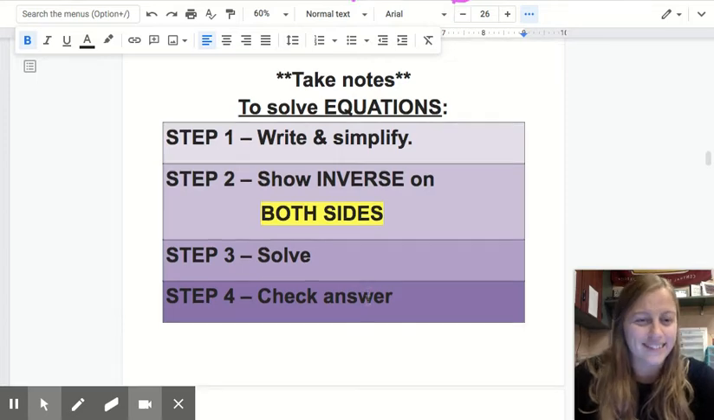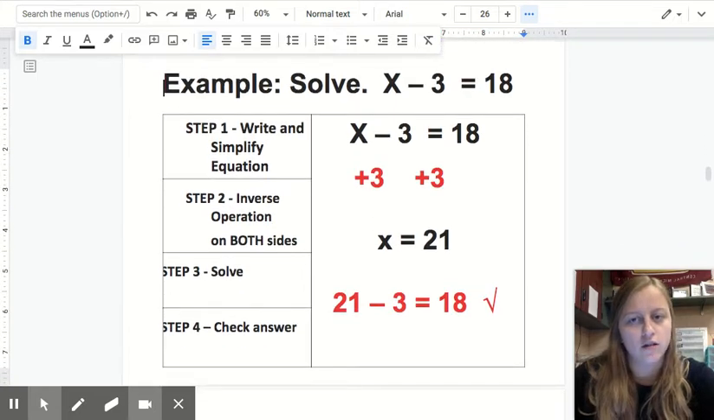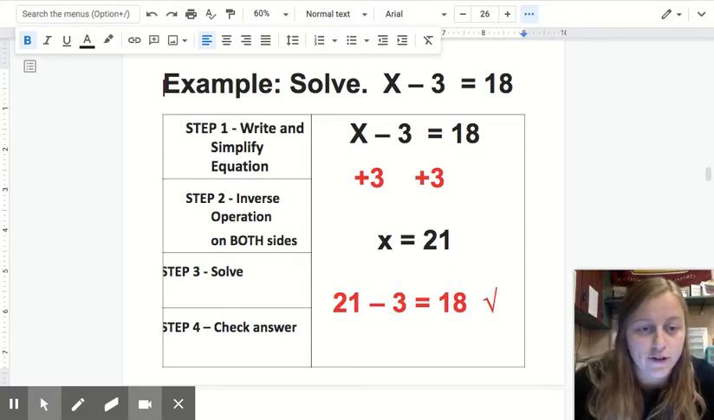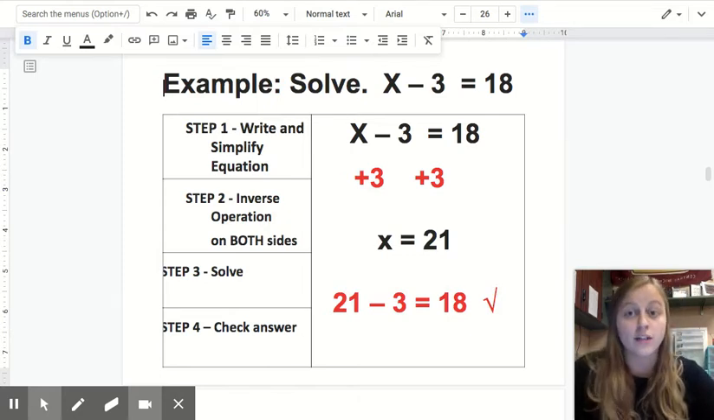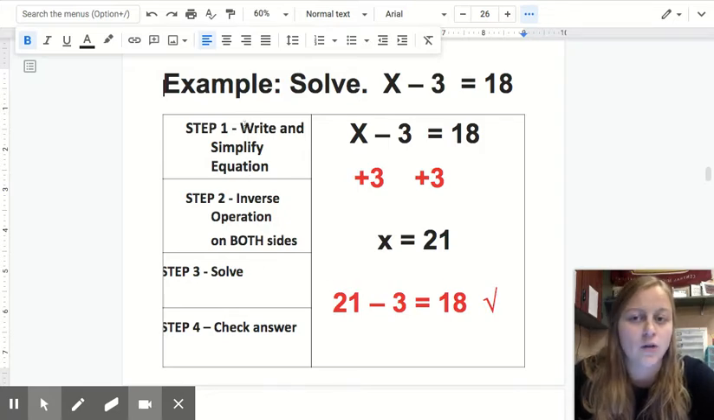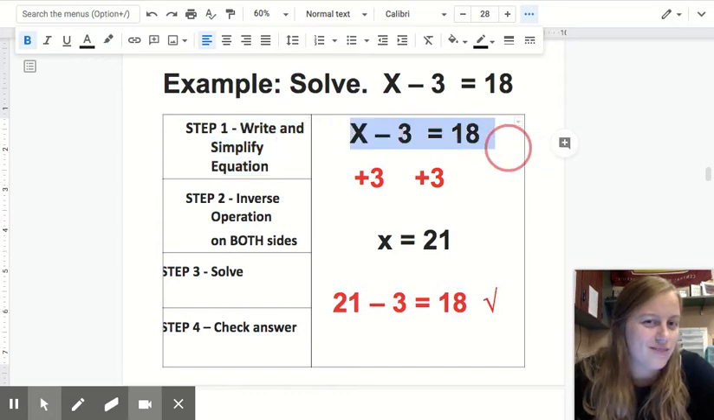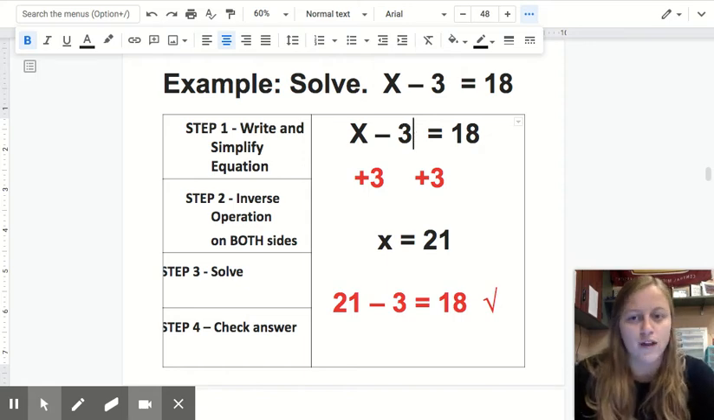So let's go ahead and look at what an example of that would look like. So my equation was solve x minus 3 equals 18. And you guys, you might be able to do that in your head. That's great. That's not what I'm looking for. I'm looking for, can you use inverses to solve? So step number 1 here was to write and simplify your equation. So I wrote x minus 3 equals 18. There weren't any like terms on either side of my equals, so I'm good to move on.